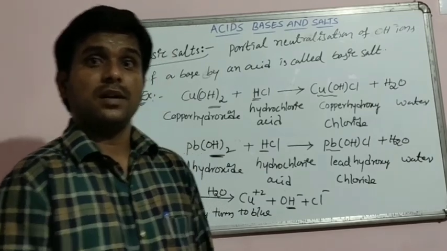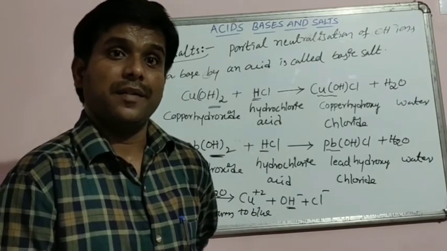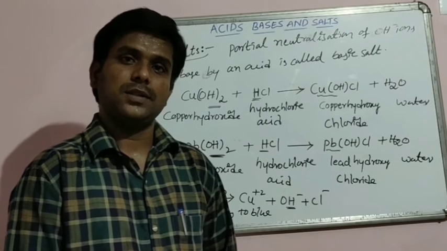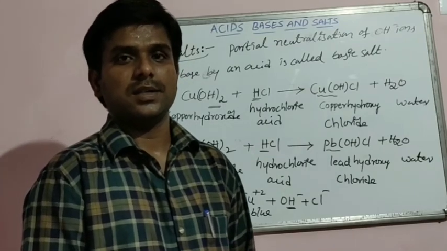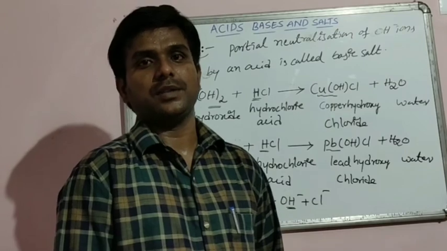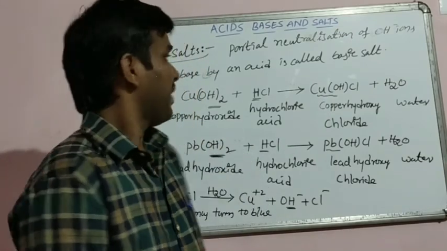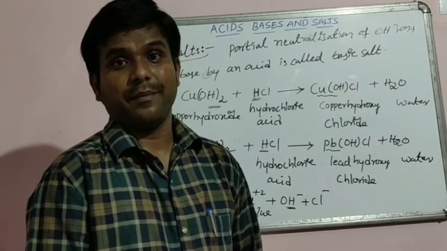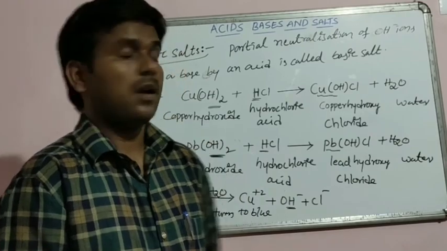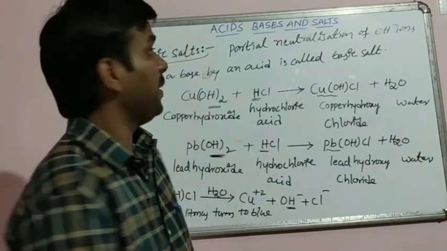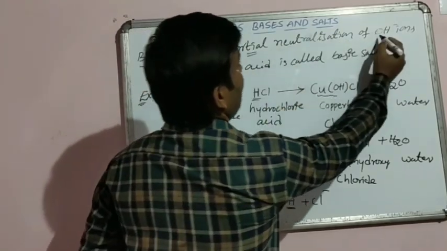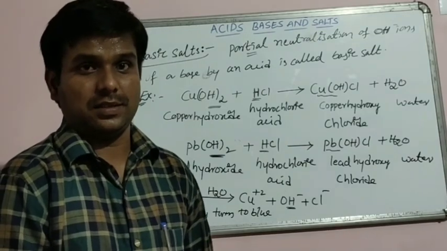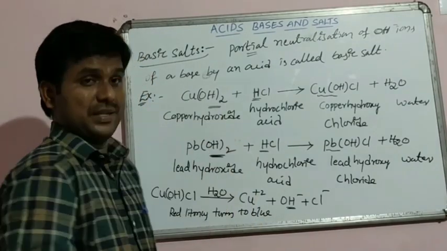Understand? Based on neutralization we have three types of salts: normal salt, acidic salt and basic salt. Normal salt is complete neutralization of hydrogen ions by a base. Acidic salt is partial neutralization of hydrogen ions by a base. And basic salt is partial neutralization of OH minus ions by an acid. These are the examples for basic salts.